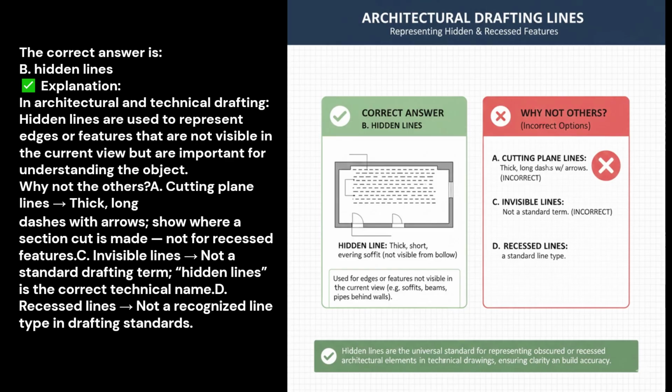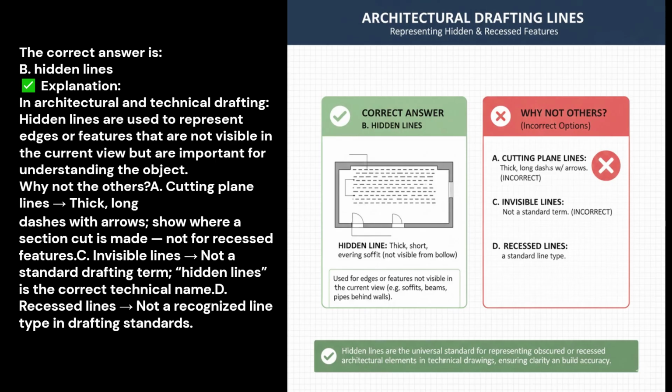Why not the others? A. Cutting plane lines. Thick, long dashes with arrows, show where a section cut is made, not for recessed features. C. Invisible lines. Not a standard drafting term, hidden lines is the correct technical name. D. Recessed lines. Not a recognized line type in drafting standards, example, ANSI, ISO, or architectural CAD manuals. Final answer, B. Hidden lines.